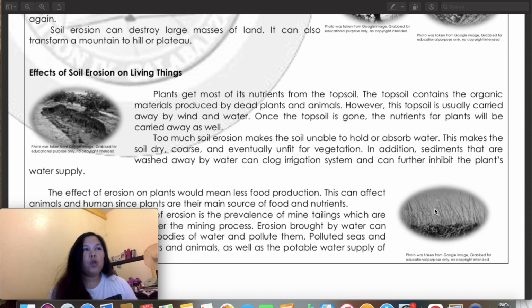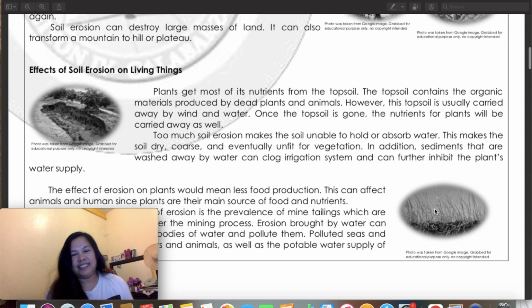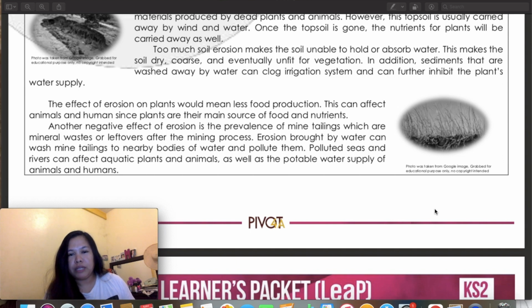If you have observed, when the soil used for our parents' plants has no nutrients, the plant will really die, especially if it is clay or sand soil, it really will not survive. So we really need to look for humus and organic fertilizer, and put it there so the plants are healthy. So, that is also one. The effect of soil erosion on plants would mean less crop production. This can affect animals and humans since plants are their main source of food and nutrients.